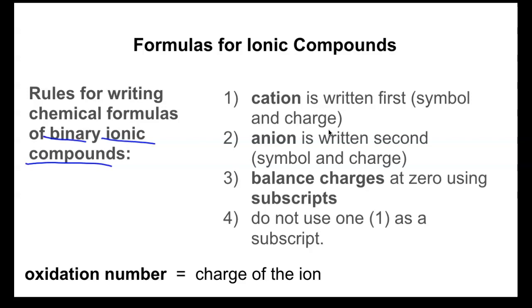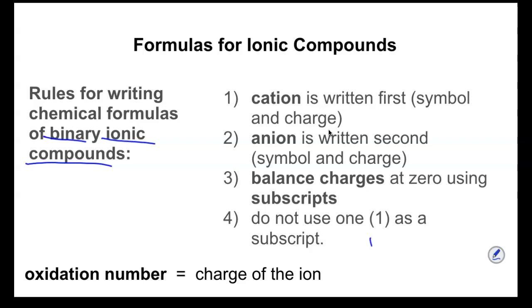But the first thing we're going to do is write the cation. Remember, cations are formed from metals, those things on the left side of the periodic table. We're going to write their symbol and charge. Then we're going to do the anion. We'll write that second, symbol and charge. And then we're going to balance those charges at 0 using subscripts. And what we need to remember is do not use the subscript 1 as a subscript.